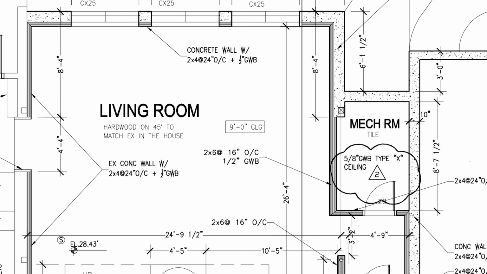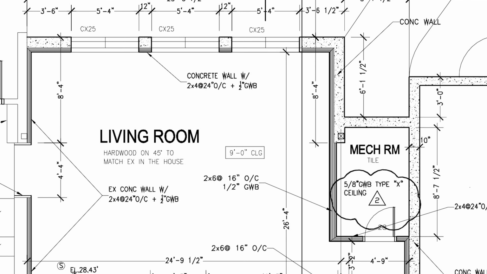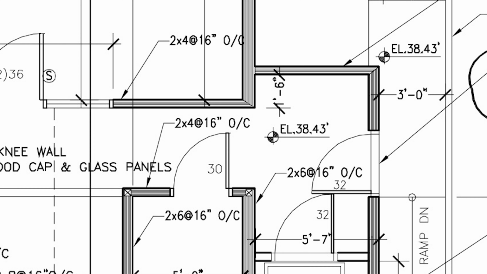These are concrete walls that are marked like this. If you don't understand what it means, you can always go back to the cover sheet and see what this symbol represents. This symbol represents concrete. This symbol represents a new wall.